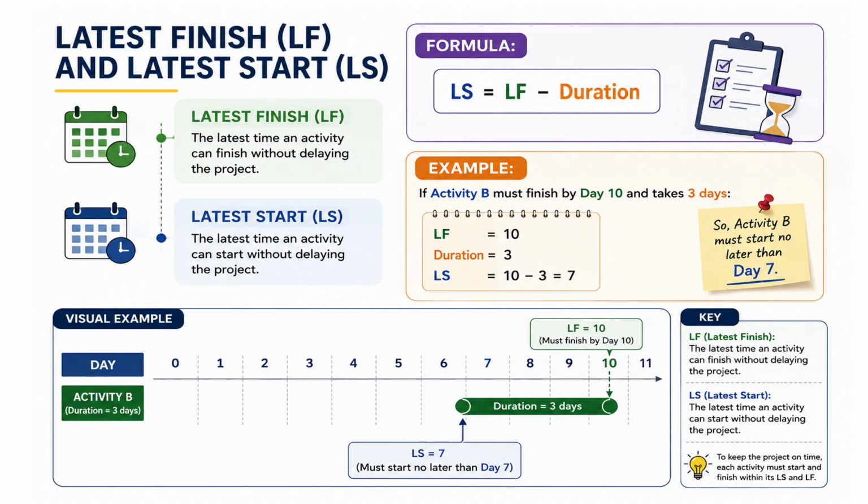This slide explains latest finish and latest start. Latest finish, or LF, is the latest time an activity can finish without delaying the whole project. Latest start, or LS, is the latest time an activity can start without delaying the whole project. To calculate latest start, we use the formula LS equals LF minus duration. For example, if activity B must finish by day 10 and it takes 3 days, then LF is 10 and duration is 3.